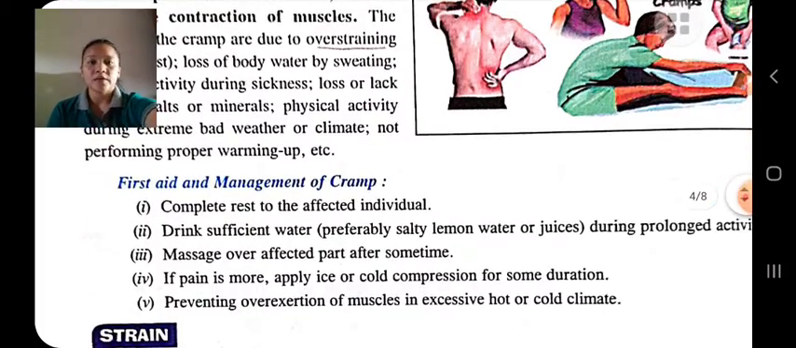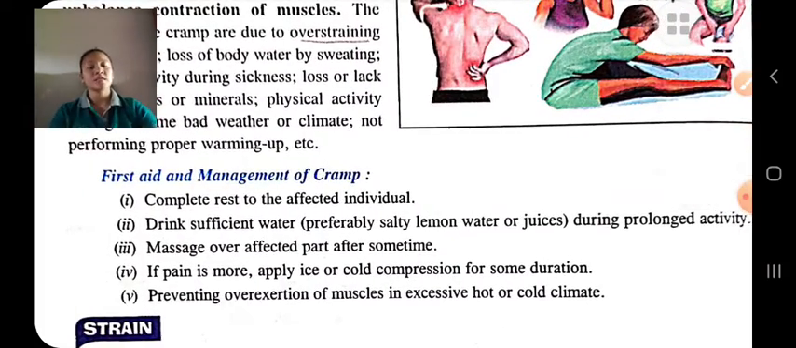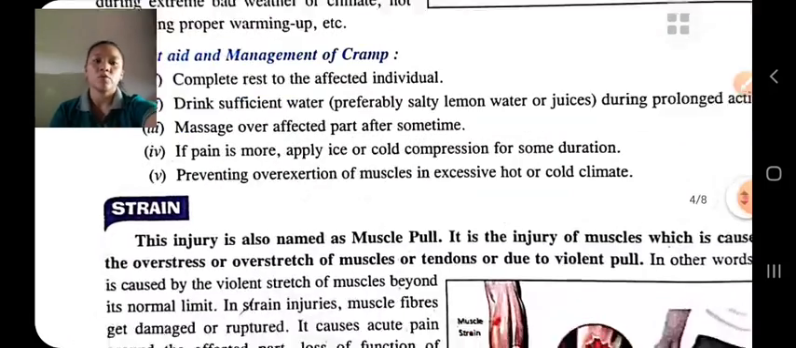The first aid and management technique for cramp is: first, do a complete rest, and second, drink sufficient water, and if possible, drink lemon water or juice. Massage over the affected part after some time. If the pain is more, apply ice. Ice helps stop the internal bleeding. Prevent overexertion of muscles in excessively hot or cold climate.